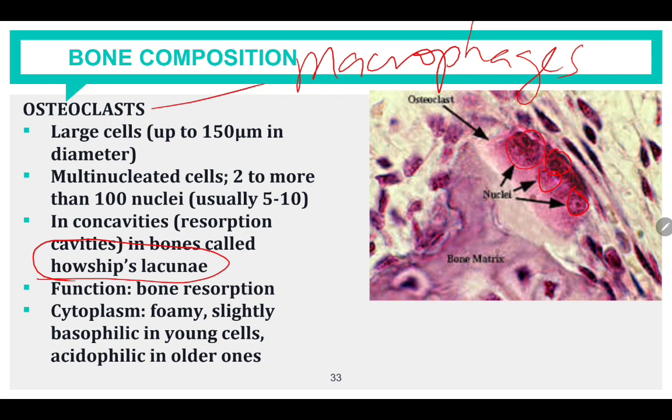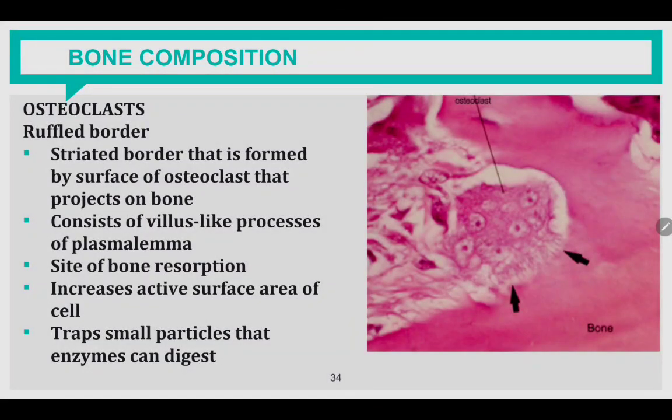So tandaan niyo, 'di ba? Basophilic means basic. Okay? So alkaline sa young ones. As they get older, they become acidophilic. So may asim pa. All right? So let's move on sa next slide natin. The osteoclasts also have yung tinatawag natin na ruffled borders. Okay, ito siya. These are the ruffled borders natin.